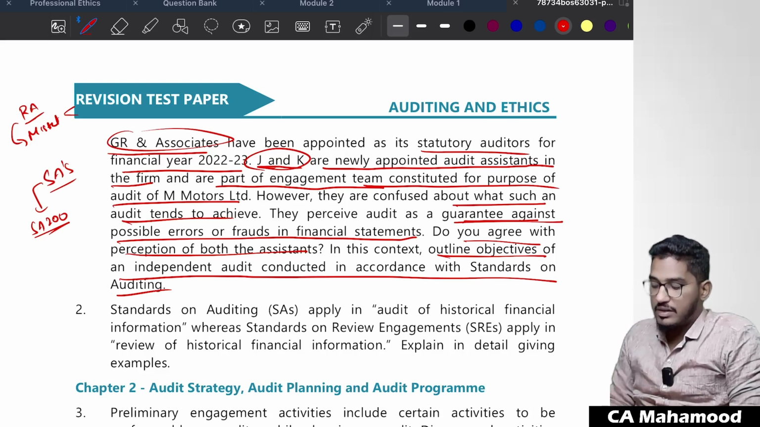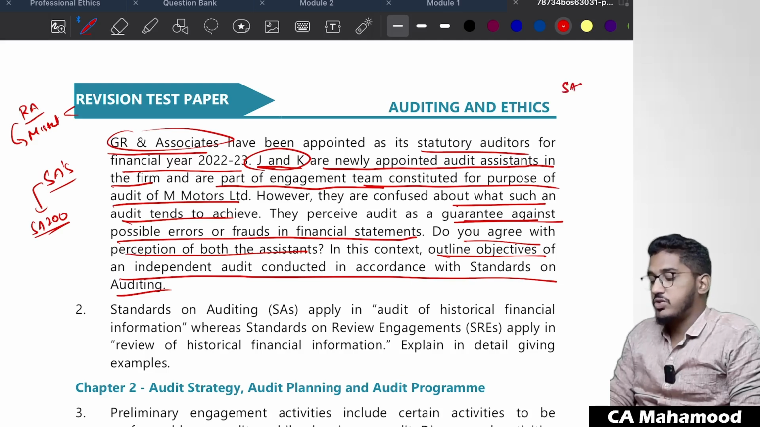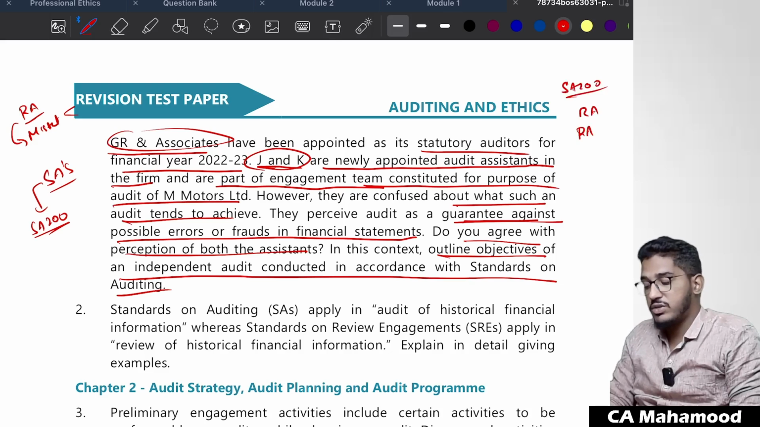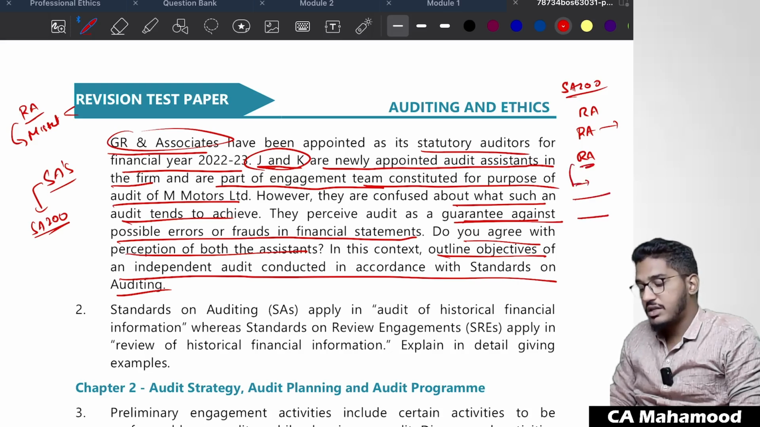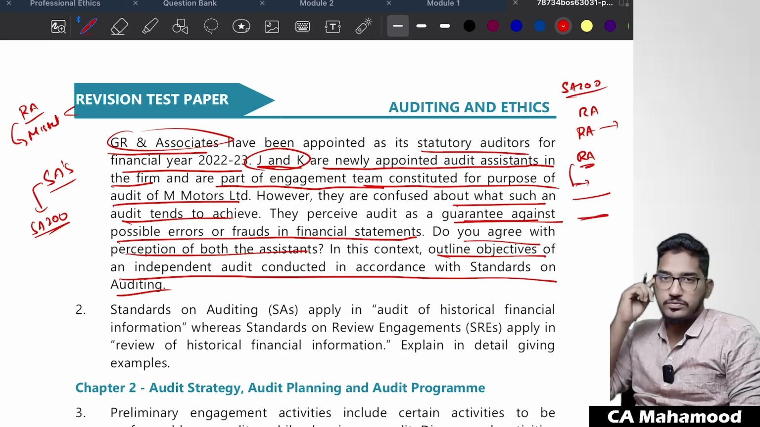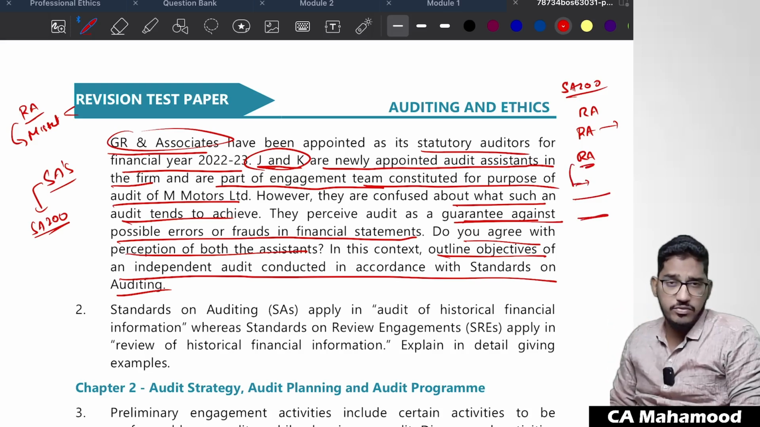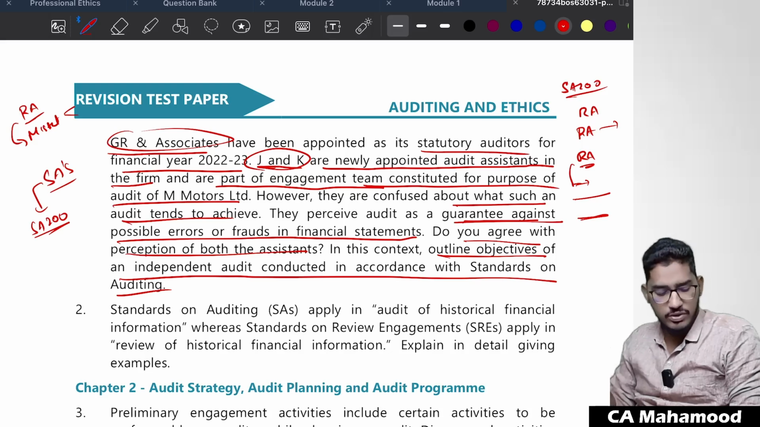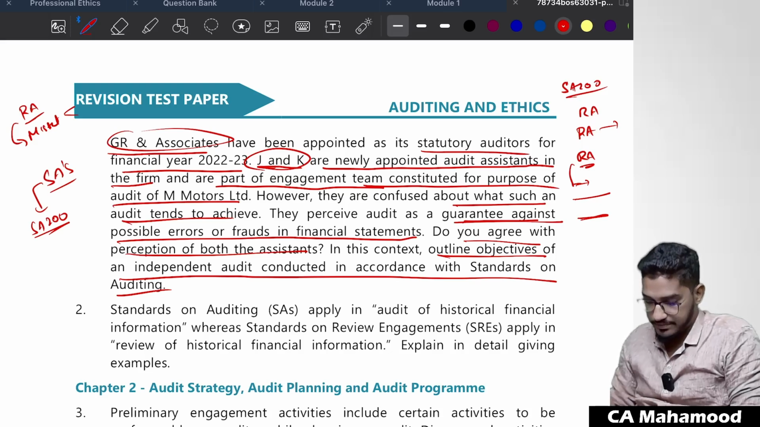The same way they have presented the answer. First, you have to write the objectives of SA 200, elaborate the term reasonable assurance, and elaborate that you are only obtaining reasonable assurance regarding material misstatement. Reasonable assurance is a high level of assurance, but not a guarantee. And then finally write the conclusion. Article assistants are wrong here because audit is not a guarantee against frauds and errors. So that you have to elaborate. You can refer to the suggested answer for detailed presentation.